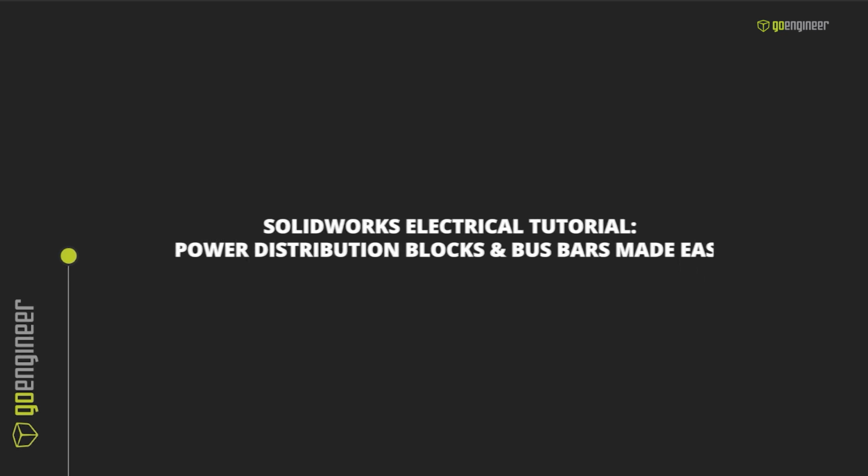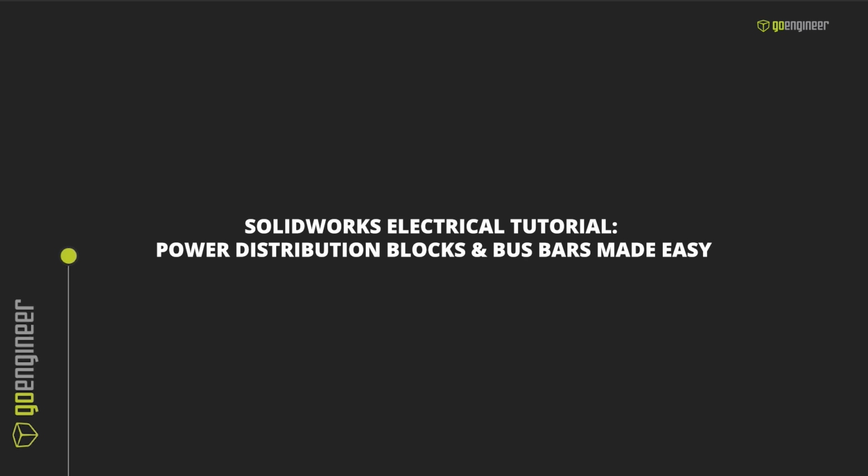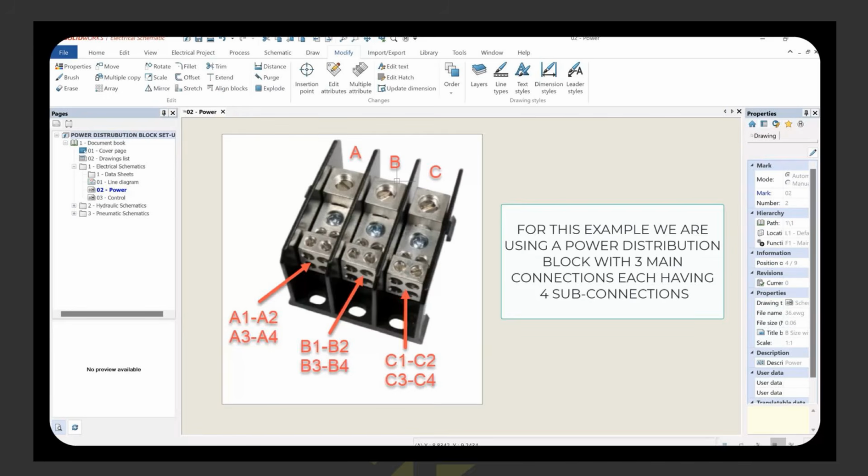With terminal strips, you can use the terminal strip, terminal block functionality for power distribution blocks. So what this would look like is I just have this example, right? It has three main connections, each with four sub connections. I just named the connections A, B, C for the main connections, and then A1 through A4, B1 through B4, C1 through C4 for clarity for this example.